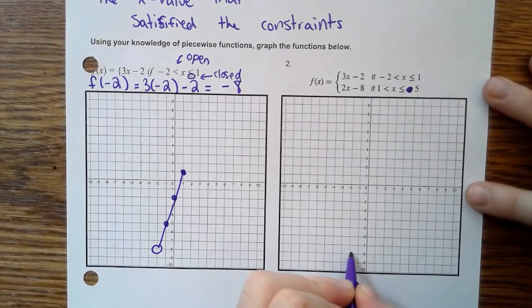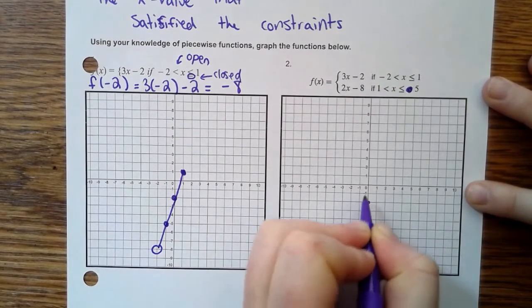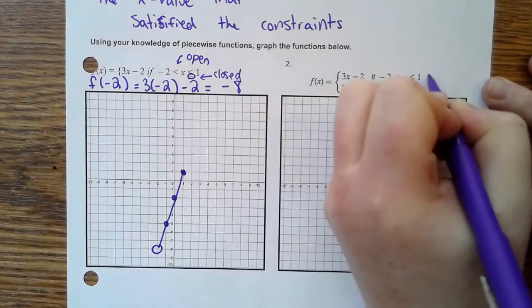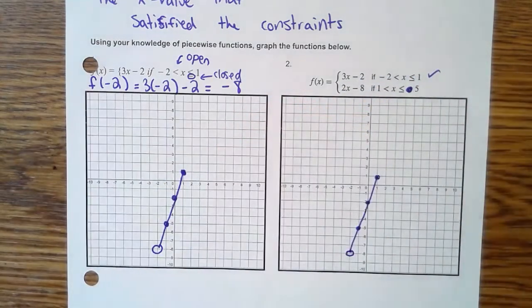So that was an open circle there. Up 3 over 1, up 3 over 1, up 3 over 1. So that's this one. That was just a duplicate. This is graphing 2 at once.